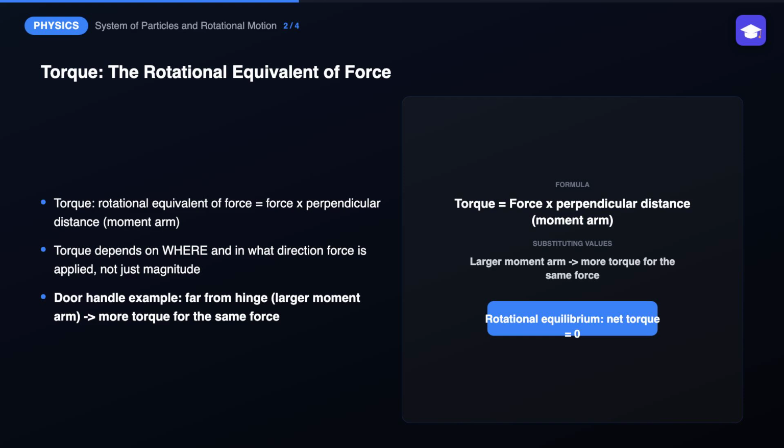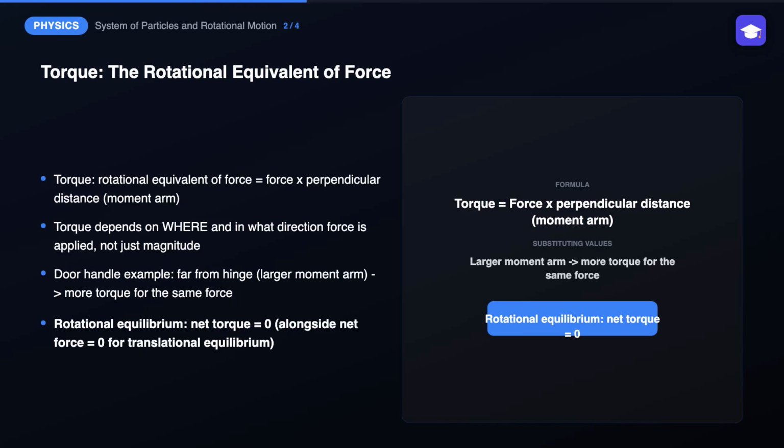For rotational equilibrium, an object at genuine rest, or rotating at a steady, unchanging angular velocity, the net torque acting on it must equal exactly zero. This specific condition, alongside the standard condition of zero net force for translational equilibrium, is essential for correctly analyzing balanced, stable, stationary mechanical systems, like a seesaw resting in perfect balance.